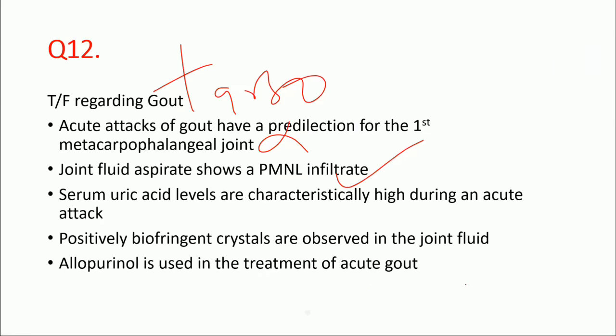In between flares, this can be normal. It's high, but during a flare, that will be sometimes low. So you can't go by the uric acid levels. Negative birefringent crystals, positive birefringent, negative birefringent.